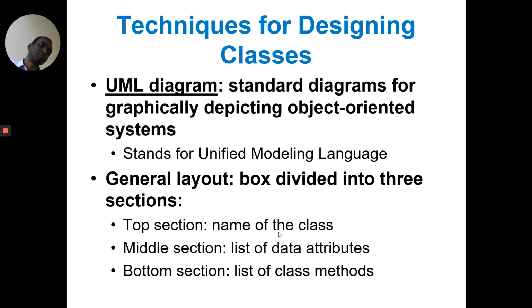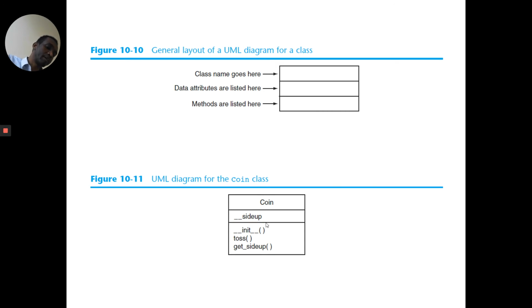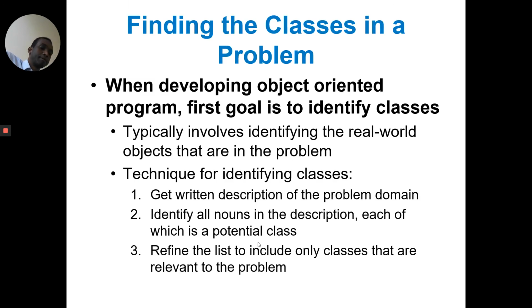So the general layout: the box is divided into 3 sections. Basically, the top section is the name of the class, and then the middle section is the list of data attributes, or the state, things that come with it by default, like we said, the legs and the head and so forth. And then the bottom section is the list of class methods, meaning the behavior. What do you do with that leg? What do you do with that tail and so forth? Okay, so this is normally how it's written: Coin, and then side up, and then the init function, and then the methods here, right?